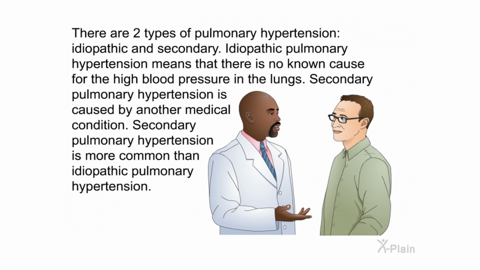There are two types of pulmonary hypertension, idiopathic and secondary. Idiopathic pulmonary hypertension means that there is no known cause for the high blood pressure in the lungs. Secondary pulmonary hypertension is caused by another medical condition. Secondary pulmonary hypertension is more common than idiopathic pulmonary hypertension.